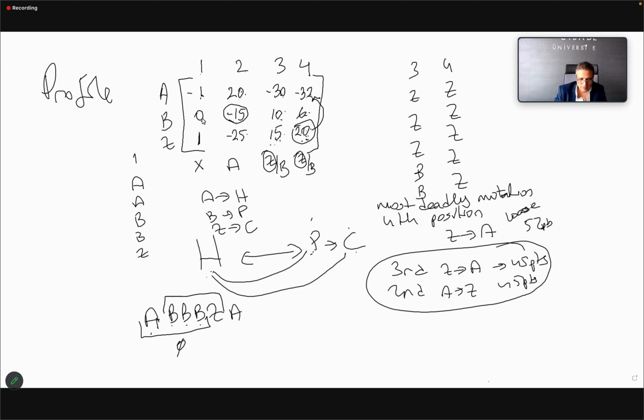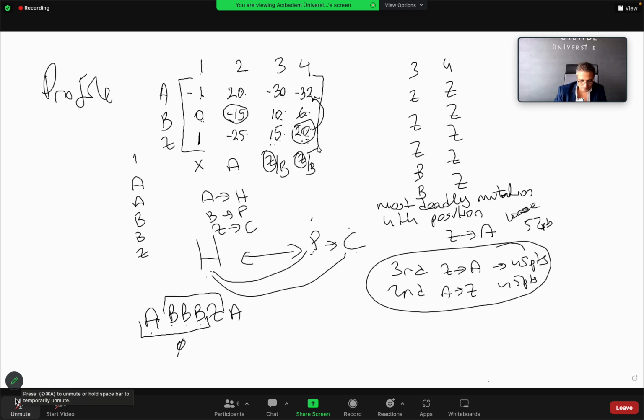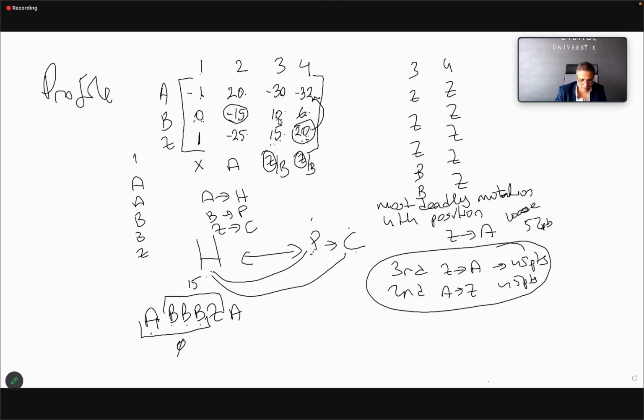BBBZ has a score of 15. Because B at position 1 is 0, B at position 2 is -15, B at position 3 is 10, and Z at position 4 is 20. So BBZA has a negative score, -32.